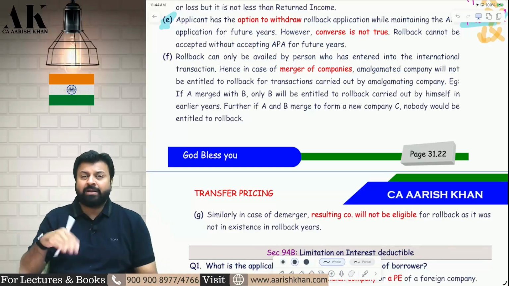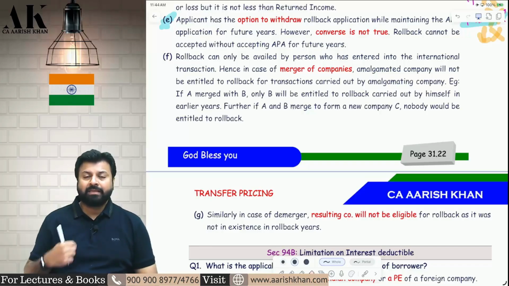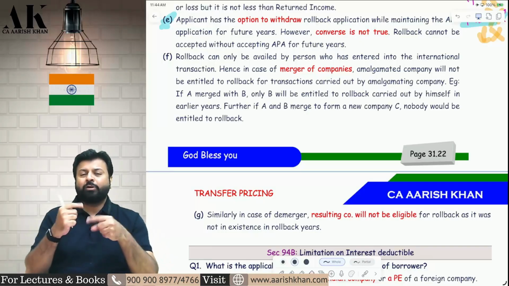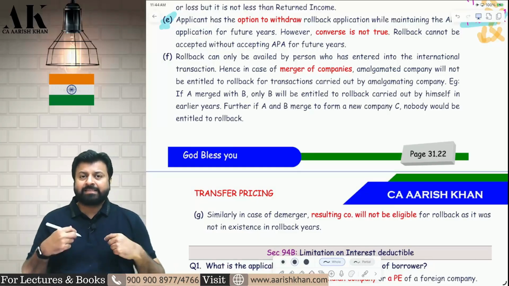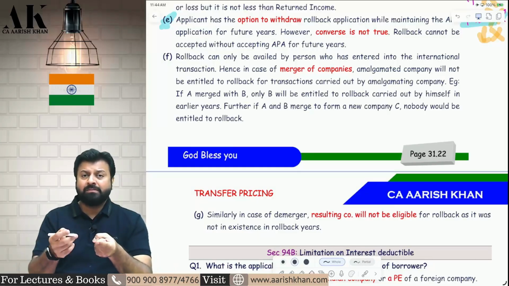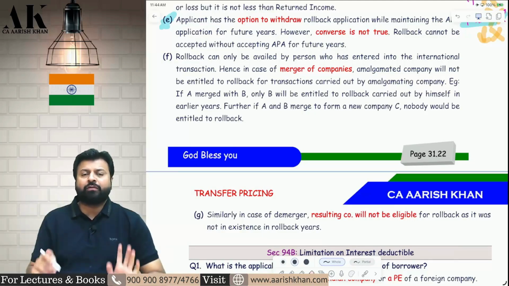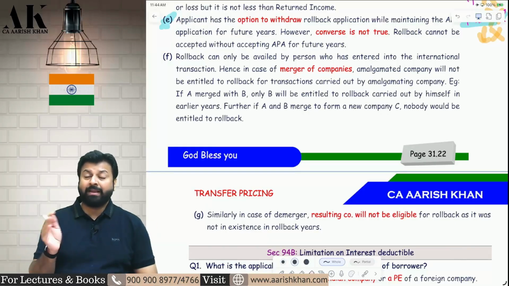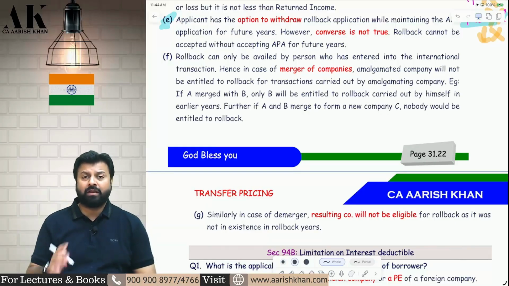Now in that case, A limited is making application for APA. Can A limited go for rollback? Yes, A limited can go for rollback because A limited is an applicant. Whomsoever is the applicant can go for rollback. You have to check the PAN number. B and C cannot go for rollback because B and C are not applicant. B and C are part of A now. They are not the one who has made application for APA.